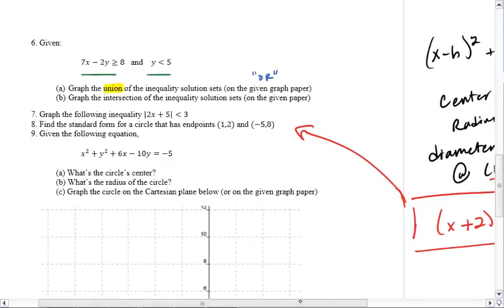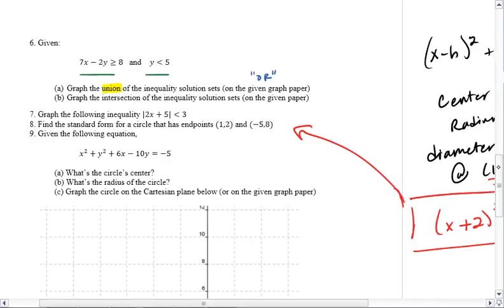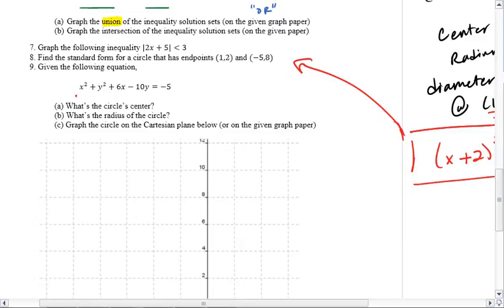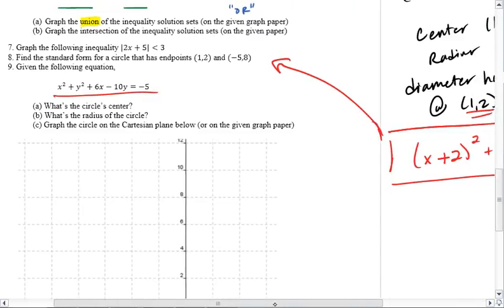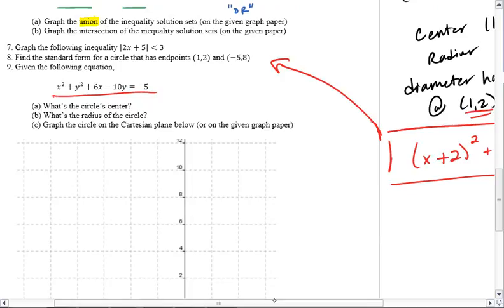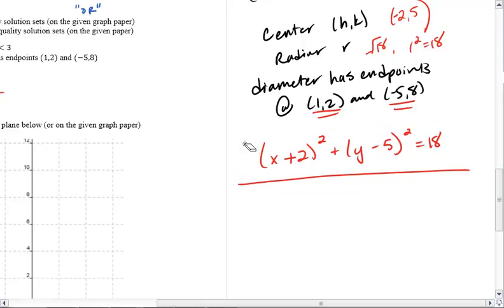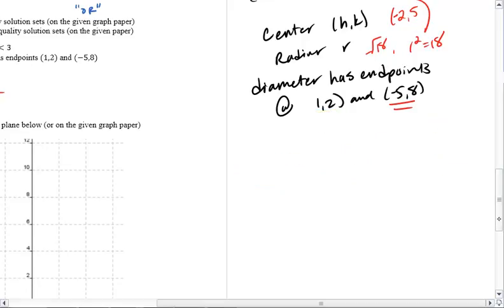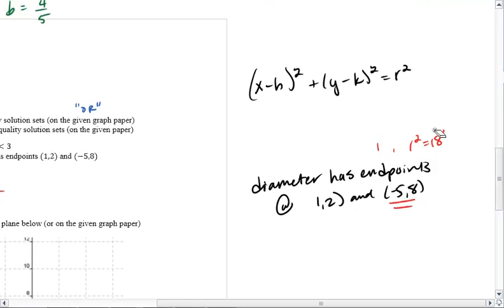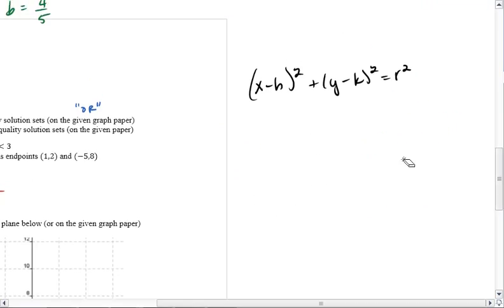For problem 9, we are given a formula for a circle: x squared plus y squared plus 6x minus 10y equals negative 5. We want to find the circle's center, the radius, and then graph that circle in the Cartesian plane. What we want to do then is to get this circle into the standard form equation that we already set up, which we have right up here.